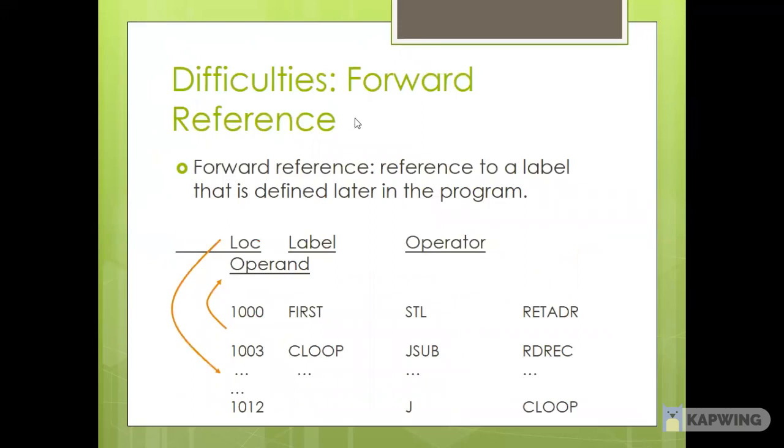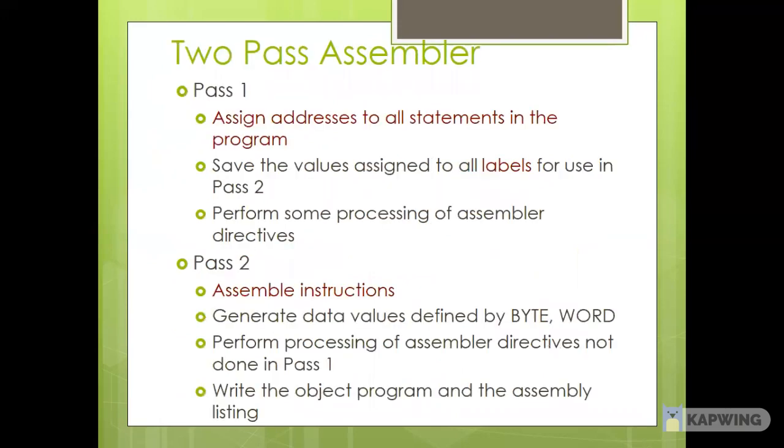The difficulty in an assembler is the forward reference. With a forward reference, we have to find the future reference, where that label is or where that function is called. Then this is a two-pass assembler, pass 1 and pass 2. In pass 1, assign addresses to the statements in the program, save the values assigned to all the labels for use in pass 2, and perform some processing of assembler directives.